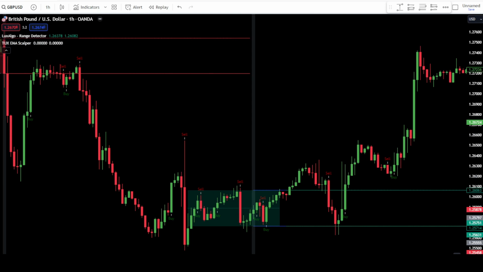The EMA scalper indicator will be used as the point to place orders in the market. When a buy signal appears, your focus is to place a buy entry. On the other hand, when a sell signal emerges, your focus is to place a sell entry. Now, let's discuss how to place buy and sell orders using this indicator.